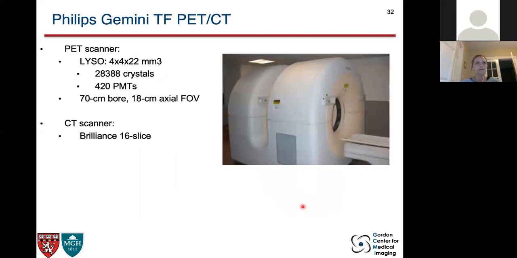And this is just one example of a PET scanner, just to give you some numbers. In this scanner, we would have 28,388 crystals and 520 photomultiplier tubes. Yeah, so you see that it is a lot.